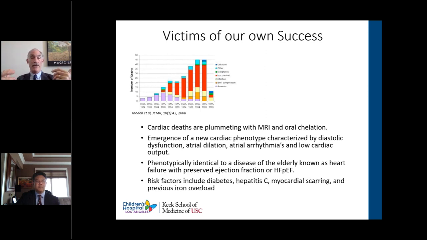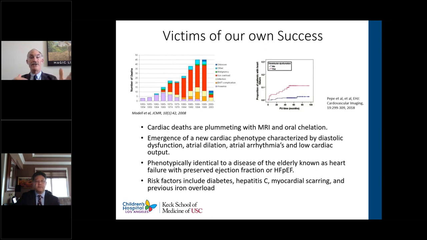So the risk factors in thalassemia include diabetes, hepatitis C, myocardial scarring, and previous iron overload. And this is a schematic from the MIOT network, which shows heart failure on the vertical as a function of time of observation. The red is classic iron cardiomyopathy, but the blue is the prevalence of HFpEF. And you can see right now it's about a quarter of the total cases of heart failure.